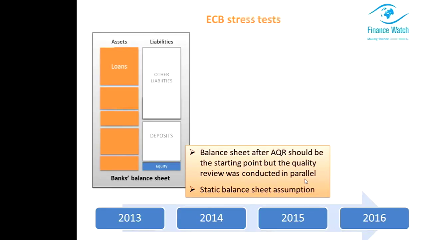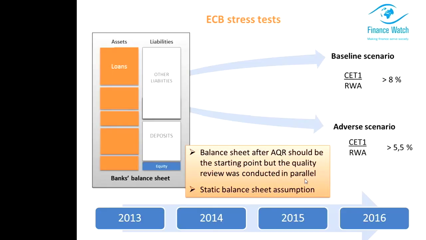But coming back to the stress test. The starting point is the end of 2013. The two scenarios are applied. First one, the so-called baseline scenario. It is a set of macroeconomic factors which are likely to happen. And this scenario was prepared by the European Commission. The common equity tier 1 ratio to be met is 8%. And we have also the adverse scenario, the real stress, which provides for some shocks. And it should result in a capital ratio not lower than 5.5%.